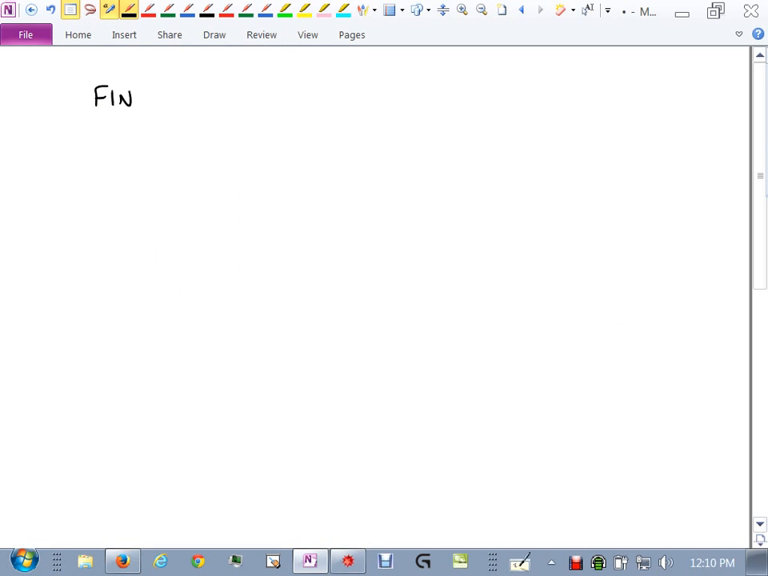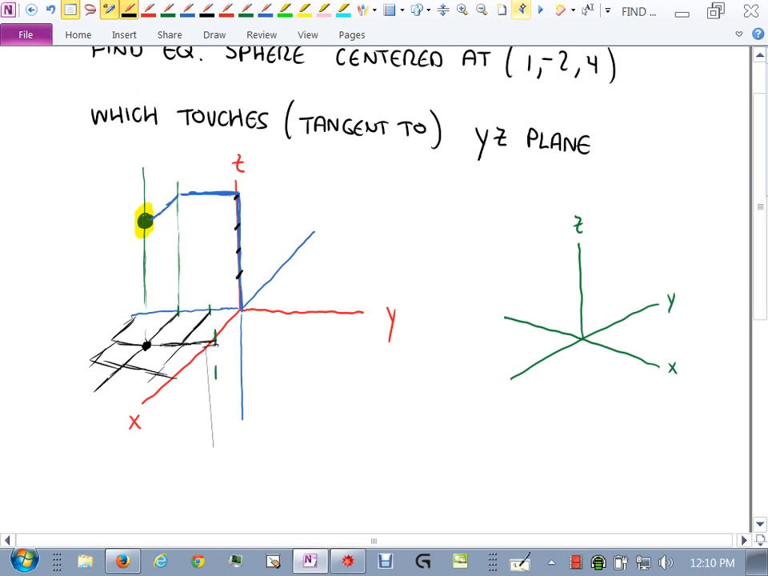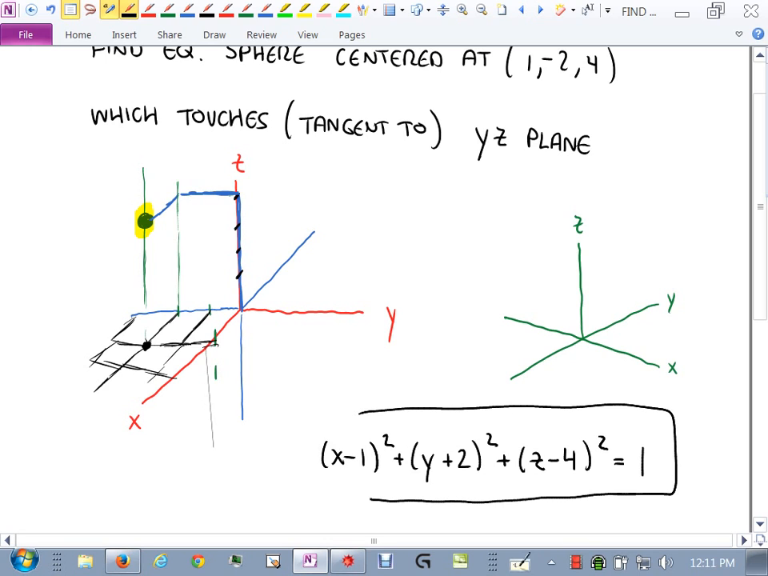Find the equation. Oh, we didn't find the equation. Oops. What's the equation? (x minus 1) squared plus (y plus 2) squared plus, I'm just doing HKL, right? (z minus 4) squared equals 1. Next.